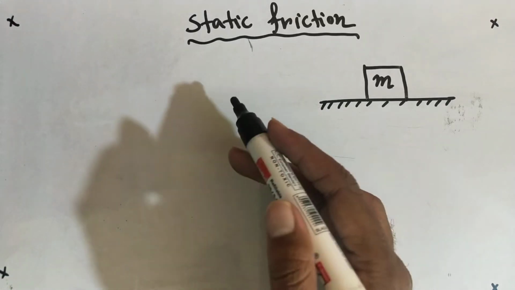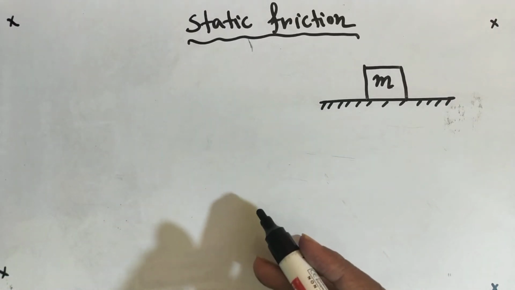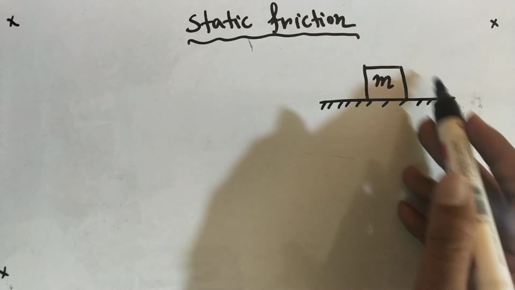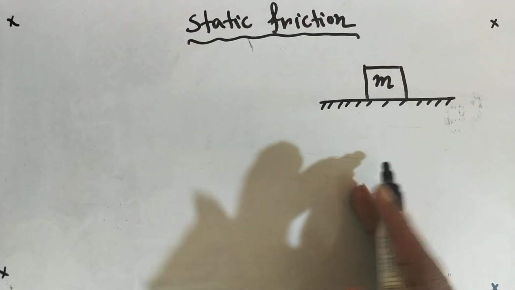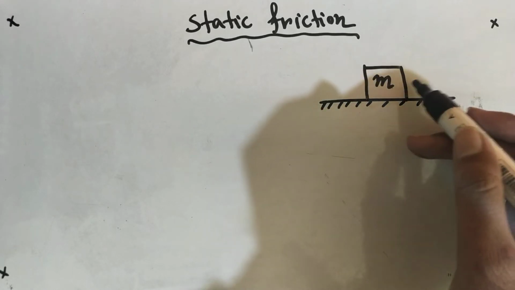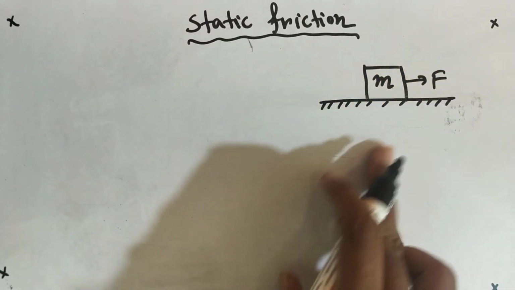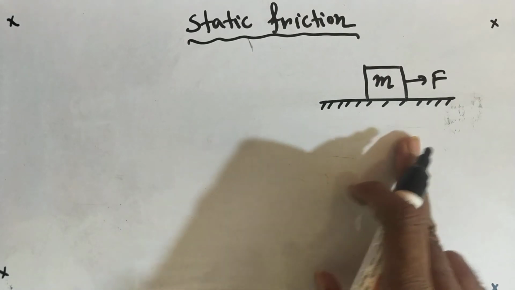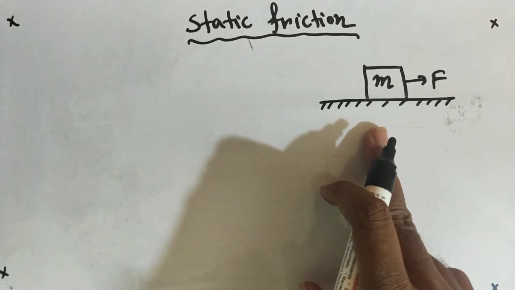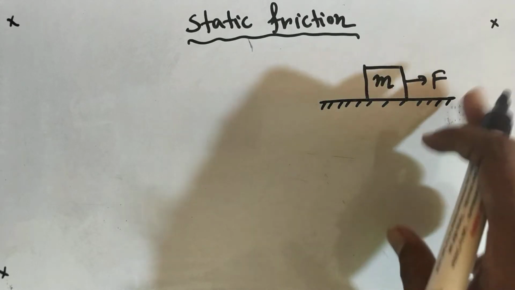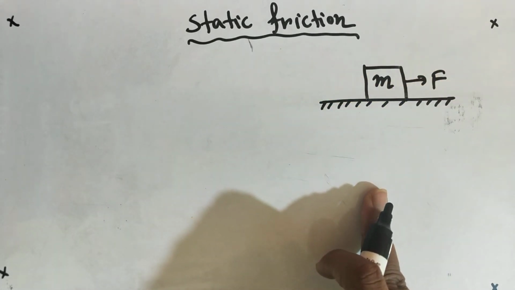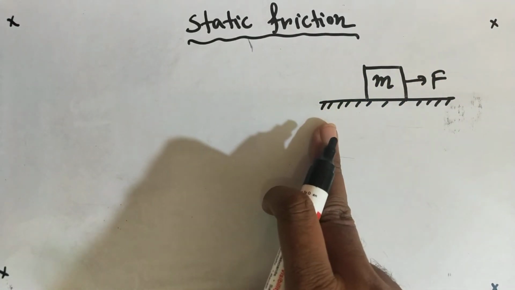Dear students, now let me discuss static friction. Let me take the same example. If we apply a very small force F, you can find that the block will not be moving. Why is the block not moving if you give a very small force? Because an opposing force will arise automatically.